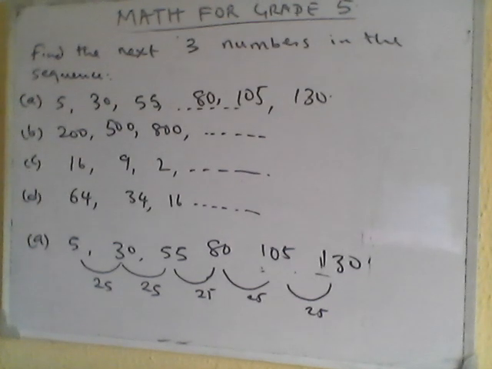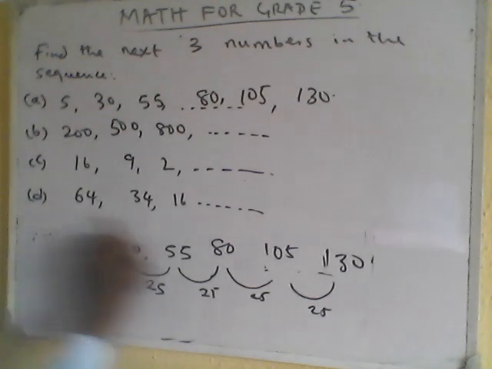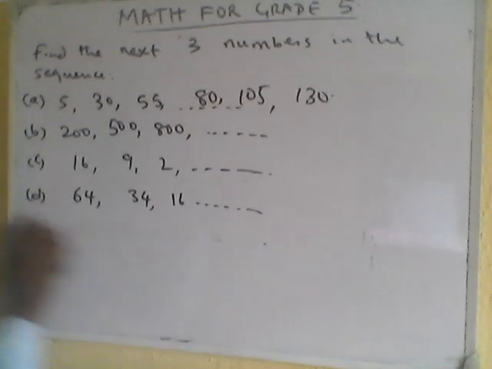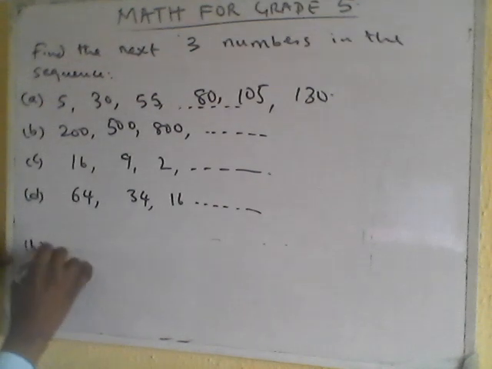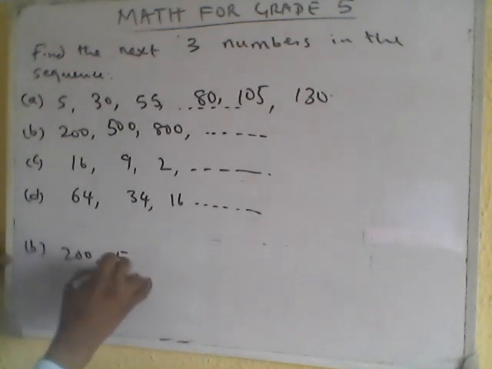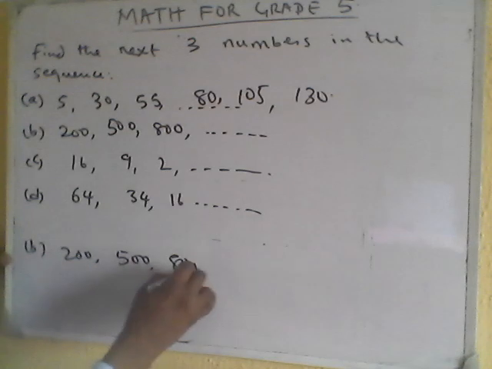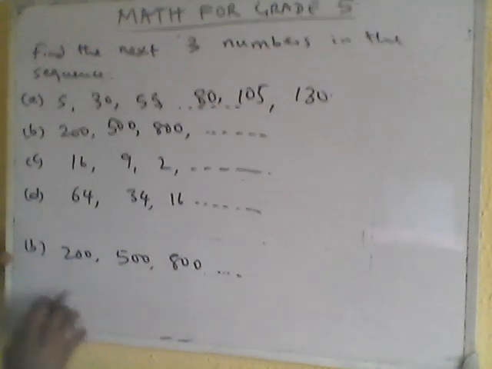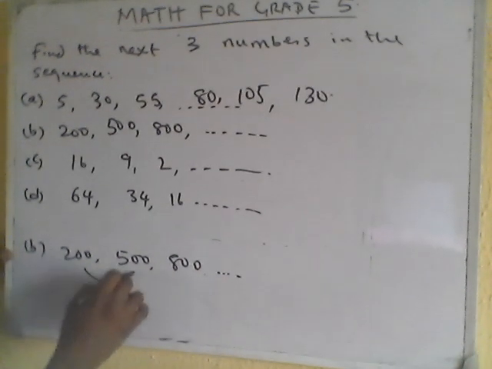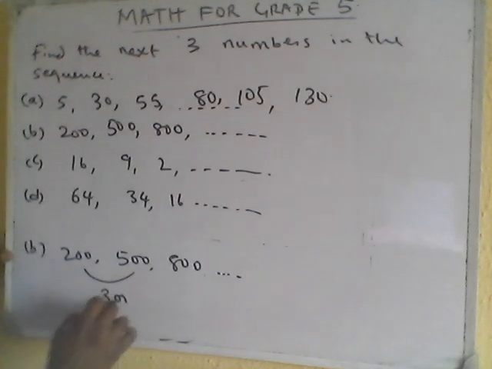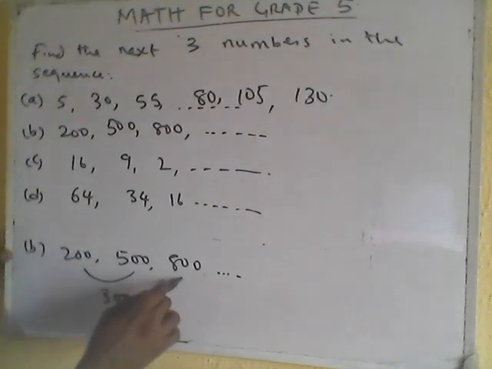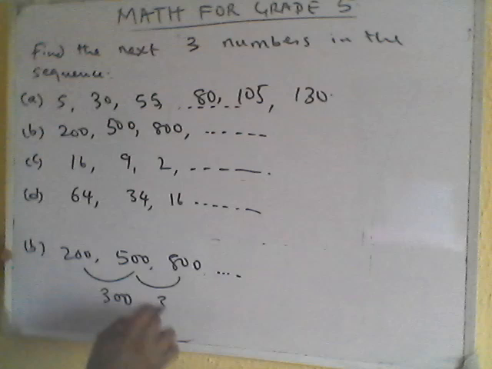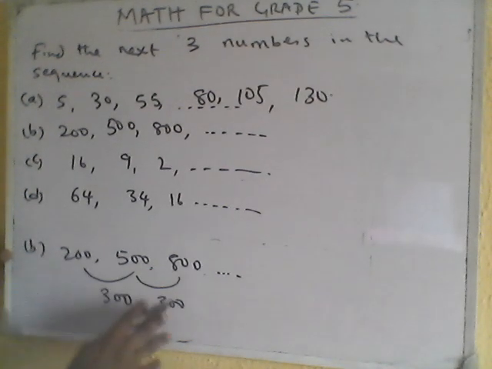So let's quickly look at the B part. The B part says the number sequence is 200, then 500, then 800. So what are the next ones? Between 200 and 500 is 300. That is 500 minus 200 will give me 300. Between 500 and 800, it will give me another 300. That is 800 minus 500 will give me 300.